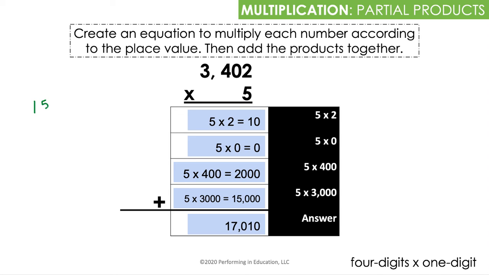If it's easier, and since these weren't lined up exactly, it may be easier if you wrote the numbers off to the side to add them up. So 15,000, 2,000, 10, and 0. You could line them up like that to add. That's what I did, but without writing it out separately. So the product of 3,402 times 5 is 17,010.